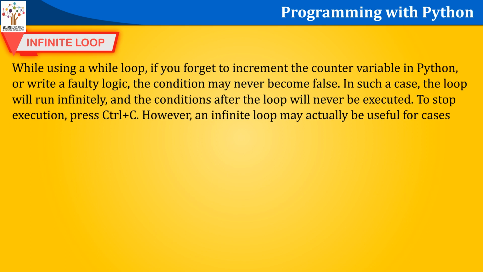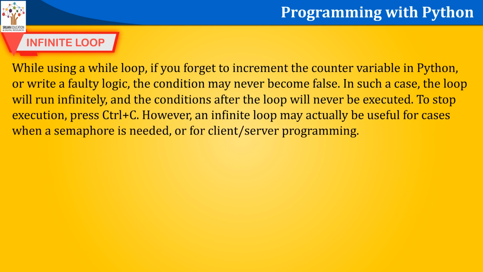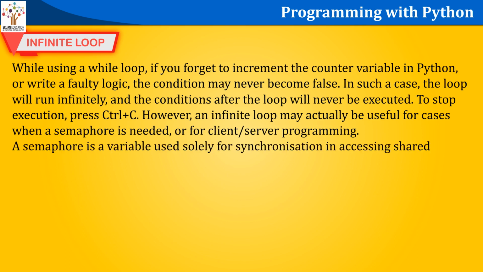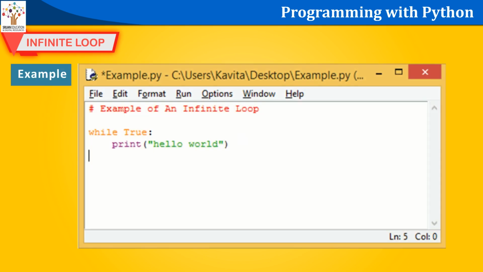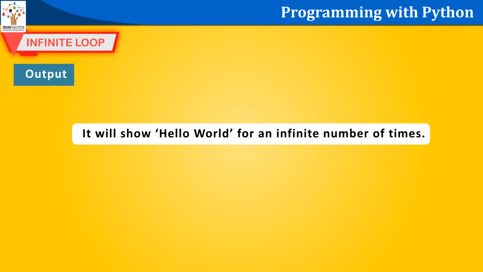However, an infinite loop may actually be useful for cases when a semaphore is needed, or for client or server programming. A semaphore is a variable used solely for synchronization in accessing shared resources. Example: output. It will show hello world an infinite number of times.